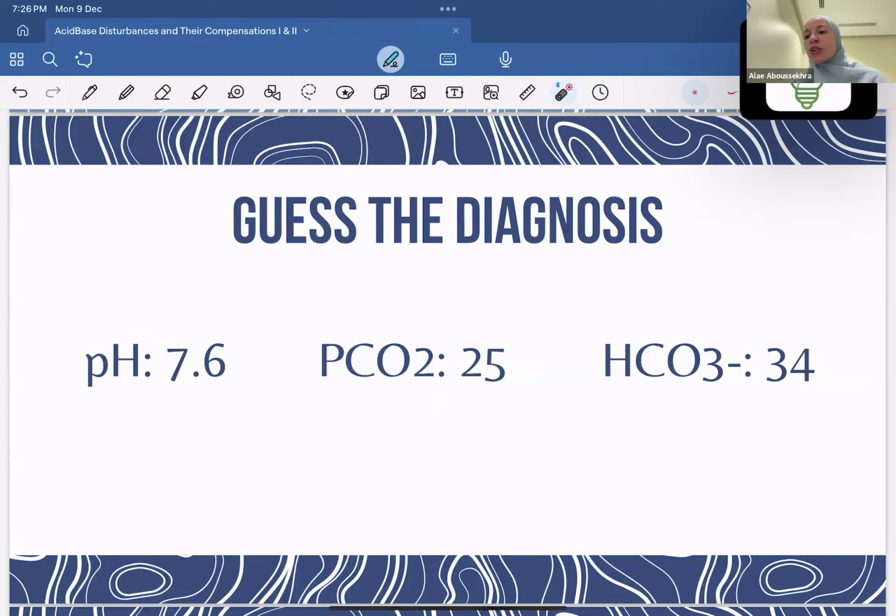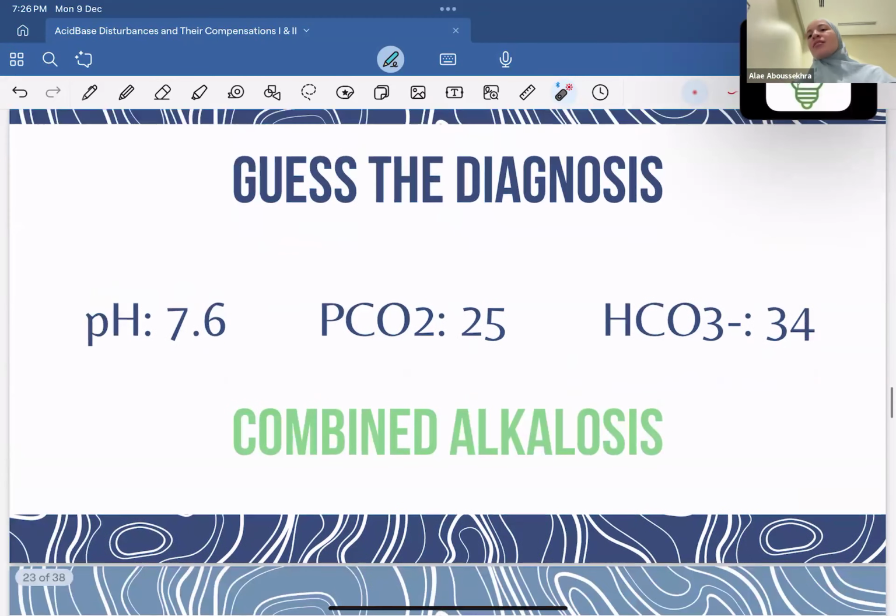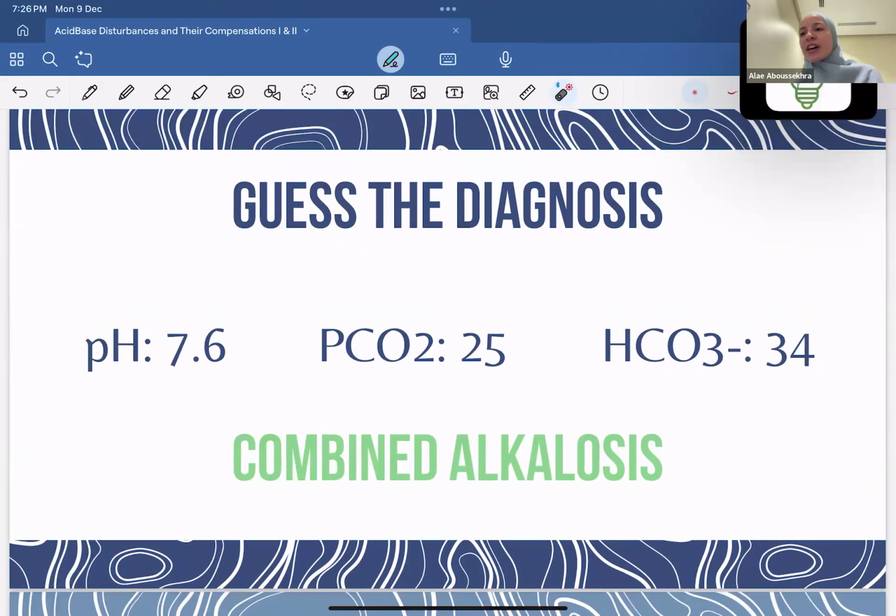But let's look at the third one. Let's look at bicarbonate. It's 34. The normal was 24. So that means this is increased. Let's try ROME. Metabolic equal. This is increased. This is increased. That also works. Okay. What does that mean? If both parameters work in ROME, respiratory opposite, metabolic equal, if both are working, and obviously this one is increased, this one is decreased, we can tell that this is a combined alkalosis, combined respiratory and metabolic alkalosis.